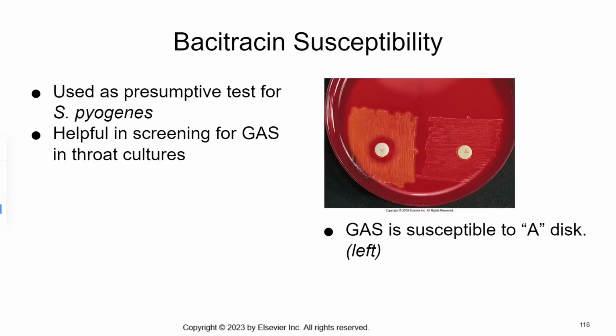Bacitracin susceptibility can also be used. It's used as a presumptive test for S. pyogenes. It's helpful for screening group A strep in throat cultures.